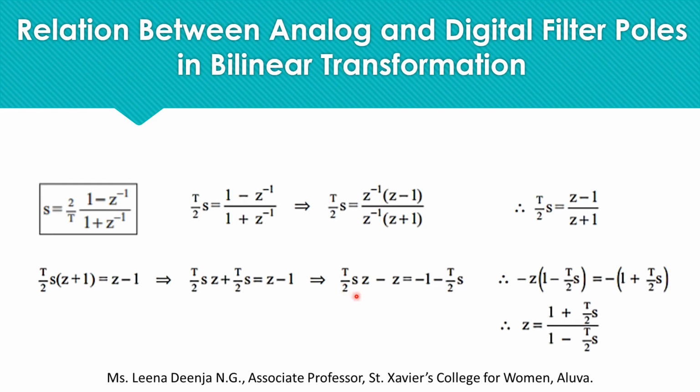That is T by 2 sz minus z equal to minus 1 minus T by 2 s. Taking z outside, it is minus z into (1 minus T by 2 s) equal to minus out, so minus (1 plus T by 2 s). Here we can cancel minus and minus. So z equal to (1 plus T by 2 s) by (1 minus T by 2 s).